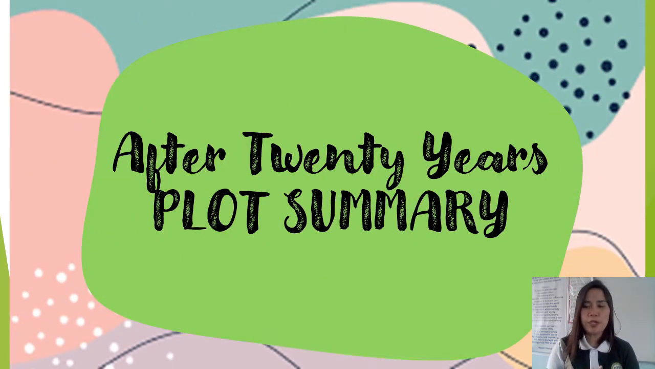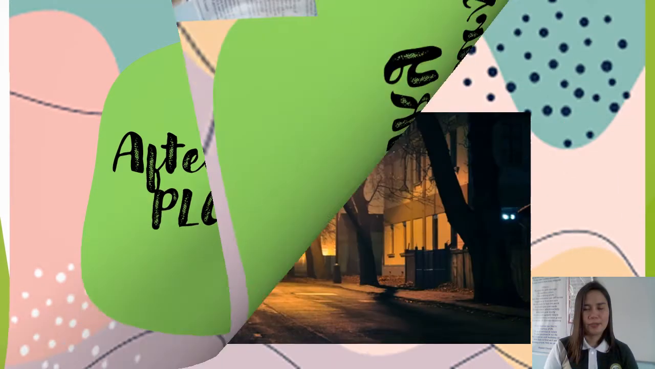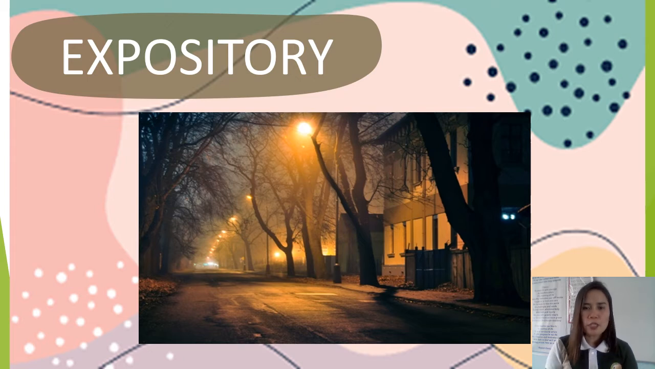Now we're done with the characters and the plot. This time, we're going to analyze the plot of the short story After 20 Years by O. Henry. So, exposition: the characters Jimmy and Bob are introduced in the street of New York on a windy night at 10 p.m.